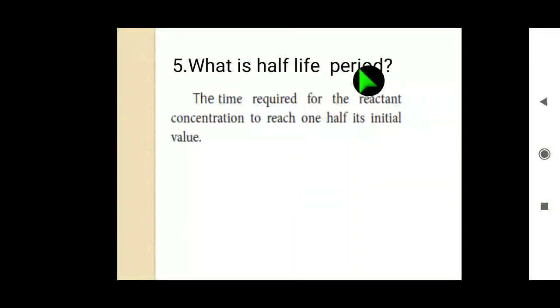Question number 5. What is half-life period? The correct definition we should write: the time required for the reactant concentration to reach one half of its initial value.